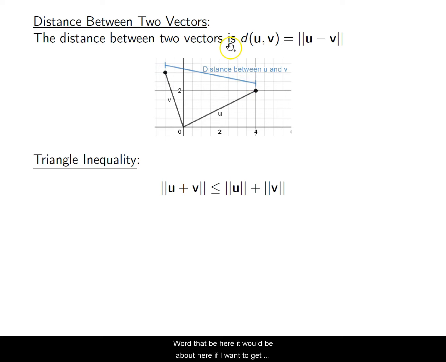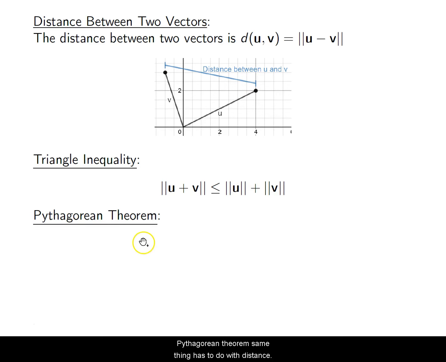If I want to get here from 0, the fastest way for me to get there is directly from 0 to that point. The long way is to go along u and then v. So the shortest distance is the direct distance between the two points. If I add them together with the parallelogram rule, I end up here somewhere. So this line u plus v is the fastest way to get there. Going along u and then along v is the long way, okay?